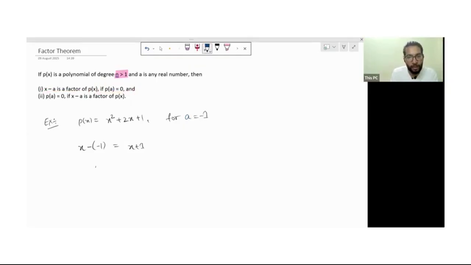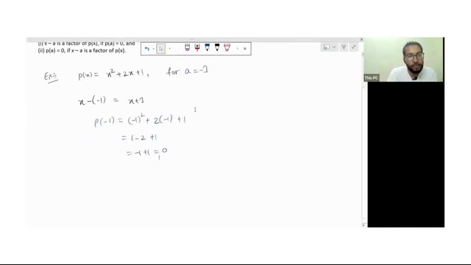So we can simply find p(a), and the value of a is minus 1, so p(minus 1) is equal to (minus 1) squared plus 2 times (minus 1) plus 1. Minus 1 squared is 1, 2 times minus 1 is minus 2, and then plus 1. So 1 minus 2 is minus 1, plus 1, it is equal to 0. So we got p(minus 1) is equal to 0, which means x plus 1 is a factor of p(x). So the first one is clear now.